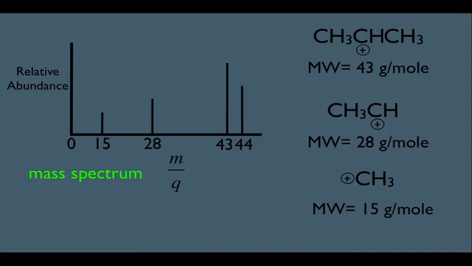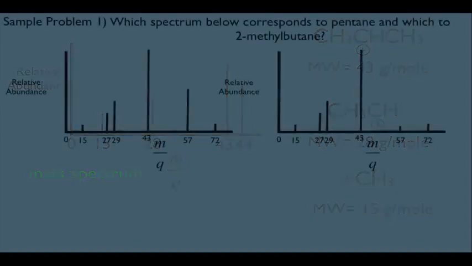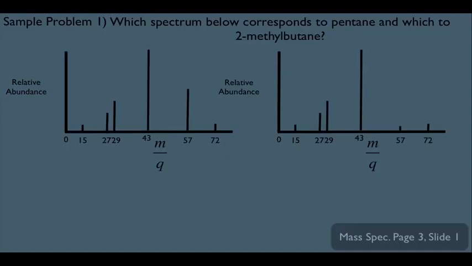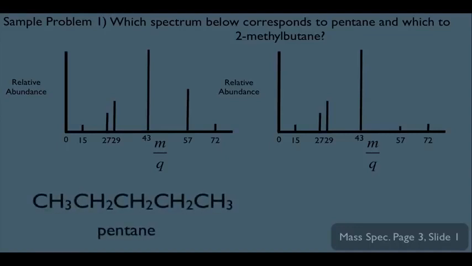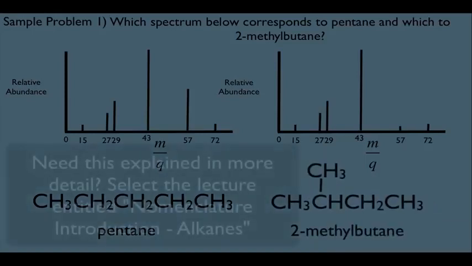In fact, let's look at our first sample problem right here. Notice this question is asking you which spectrum below corresponds to pentane and which one would be 2-methylbutane. So, of course, what we're doing is taking pentane, putting it in the mass spec, and we're taking 2-methylbutane, and we're getting obviously two spectrums, and we want to see which one is responsible for which. So let's look at our molecules here. We got pentane, a 5-carbon long chain, and we got our 2-methylbutane that looks like this.